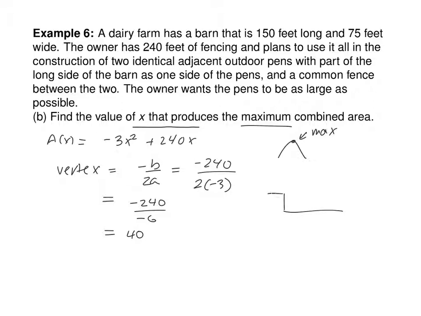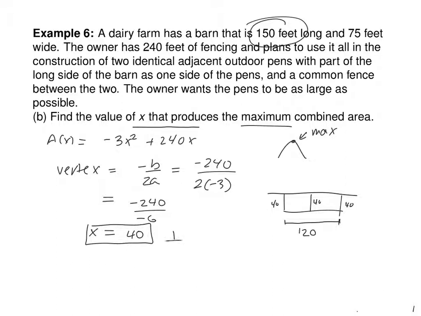And so back to your picture. This is 40, this is 40, and this is 40, right? How much does that leave for the rest of the fencing? And does that fall within the fact that our barn will... Yeah, it does. Okay. So there we go. X is 40. That's the perpendicular to the barn. And then the other side is 120. And that's how you make the biggest possible area.